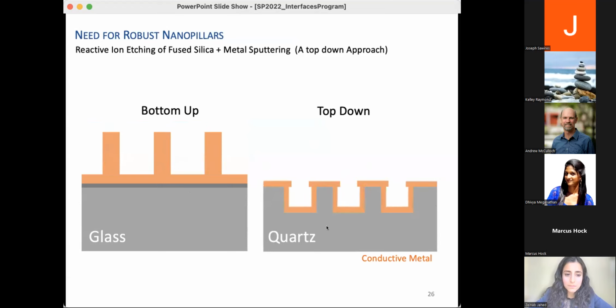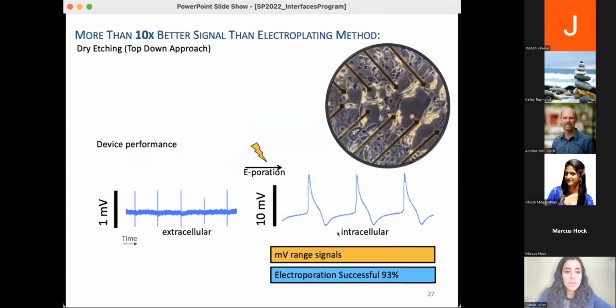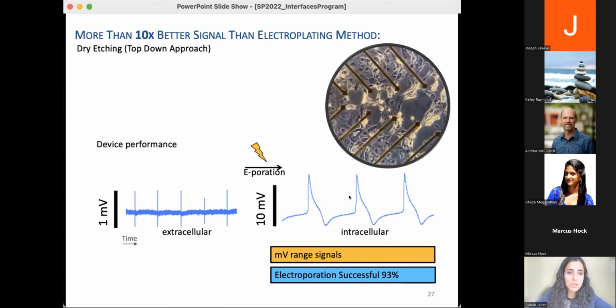And so we can coat a small layer of metal on top of these, and that can be our electrodes. We were actually able to get a 10 times better signal with these new nanopillars. So again, we have our extracellular signal with that much information. We can apply a small electric pulse and get these nice intracellular signals. So now we can get signals in the millivolt range with a very successful rate of electroporation.